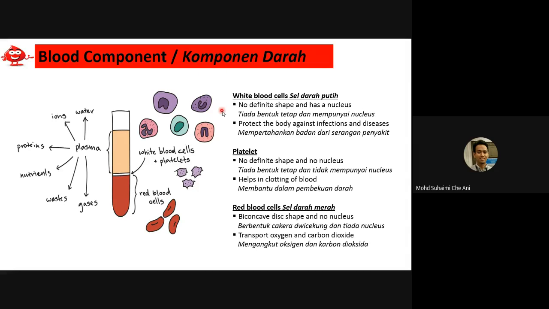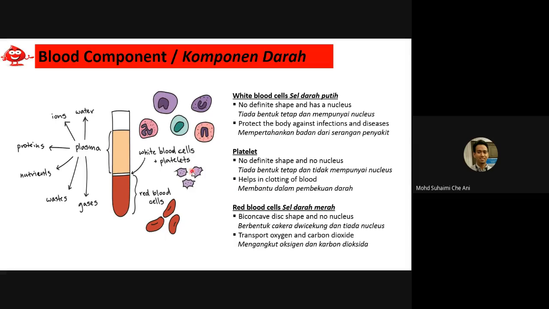Okay, all right. So the white blood cell, you can see the shape here. They don't have a specific shape, and they have a nucleus inside. So you need to remember white blood cells are for infection and disease. Then the platelet here, the small one in the middle also, is responsible for blood clotting.